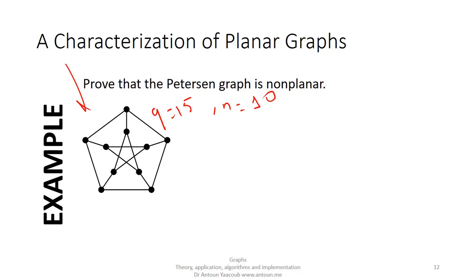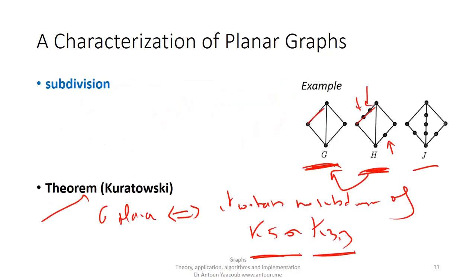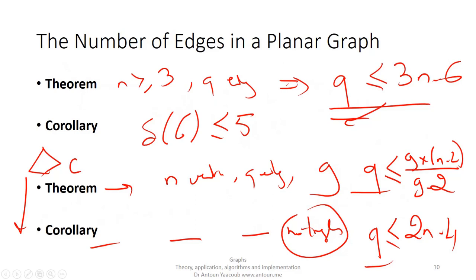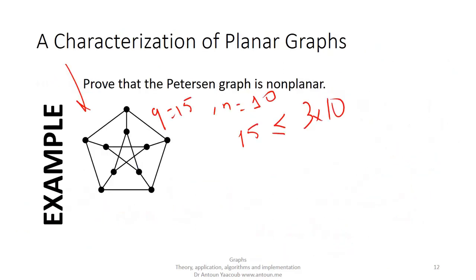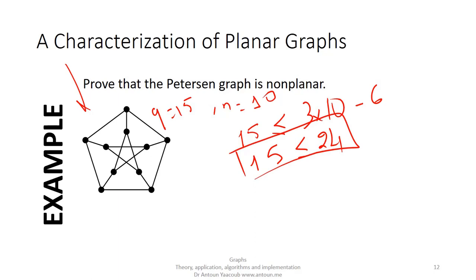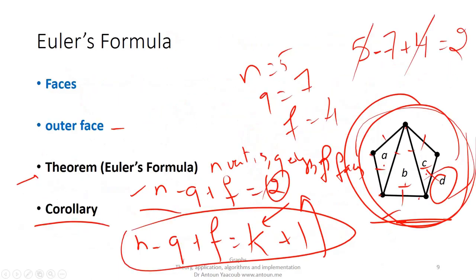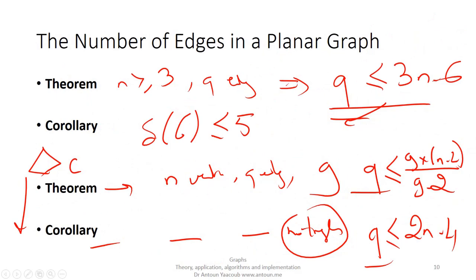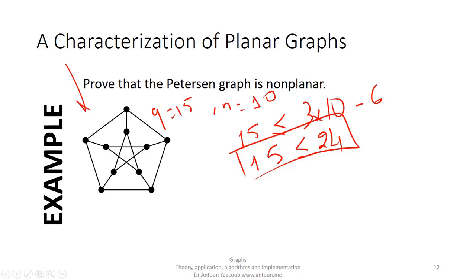So we can test the inequality. We know that the number of edges is less than or equal to 3 multiplied by n minus 6. So it's 3 multiplied by 10, which is the number of vertices, minus 6. So 15 is less than 24. So for now, the inequality is correct. So it doesn't tell us whether the graph is planar or non-planar. It tells us that it could be planar, since the theorem tells us that if the graph is planar, then we have this inequality. But if we had it in the reverse order, if we had the wrong inequality, we could have proved that the graph is non-planar. However, this formula didn't help us to check whether this graph is non-planar.